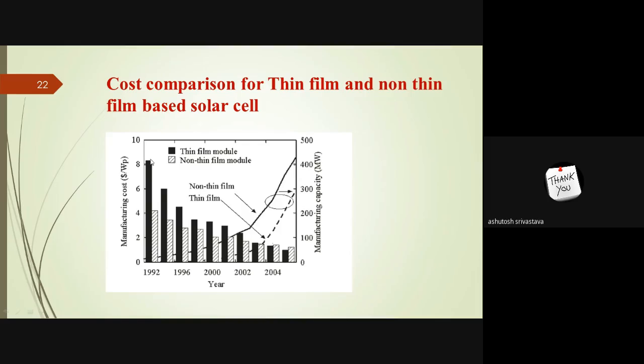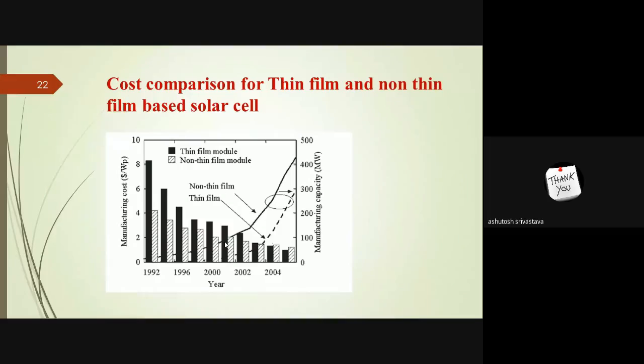In this graph, we can see that the decrement in cost of production is very good, the percentage change in the cost of production in thin film based technologies is tremendous as compared to non-thin film based modules. So this is what has made the researchers work more and more on thin film technology, so as to get good efficiency, because the cost of production is very low when dealing with thin film technology as compared to non-thin film technology.